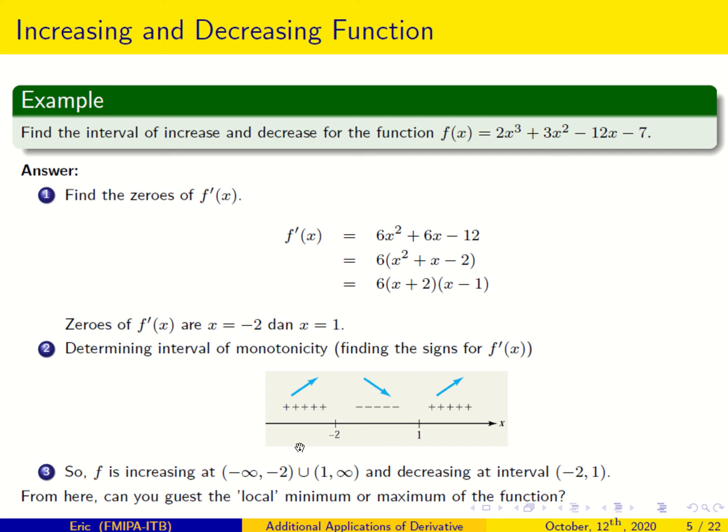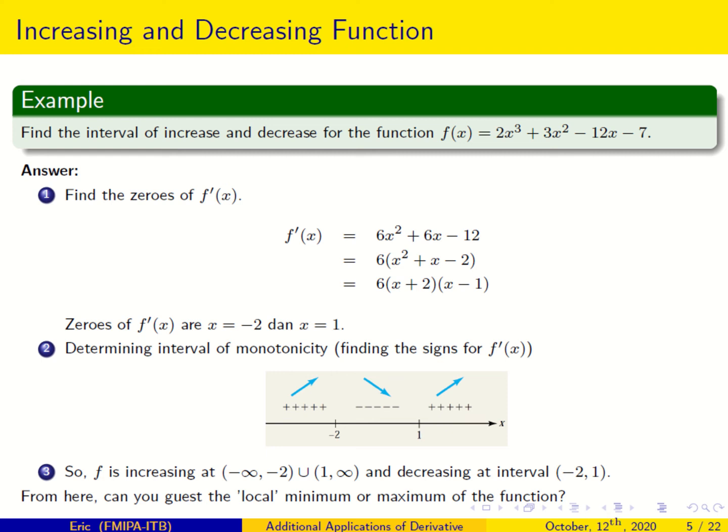From here, I think you can guess what the local minimum and local maximum are. This is a local maximum, local, near minus 2. And this is a local minimum, local, near 1.